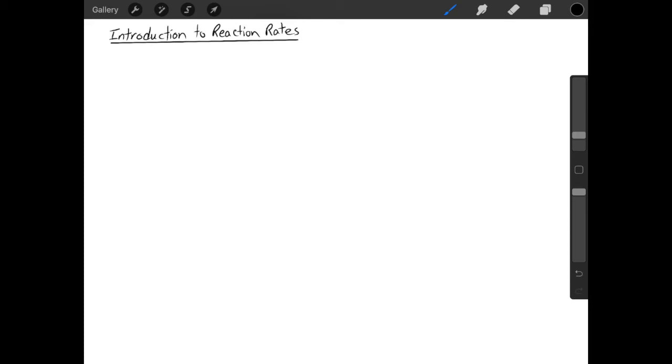A reaction rate is the speed at which a reaction occurs. And these rates are usually expressed in terms of change in concentration over a unit of time. So how much does the concentration change over so many seconds or minutes or hours? Typically, we represent it in units of molarity per second.